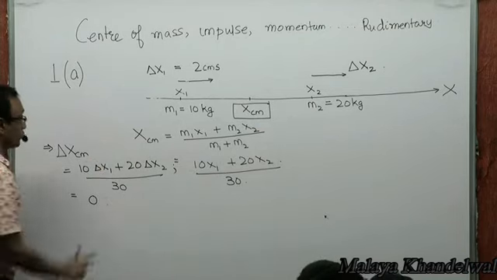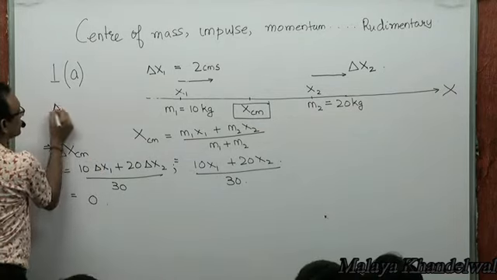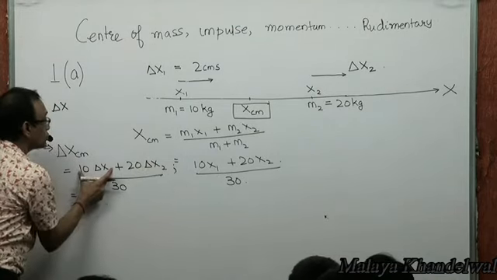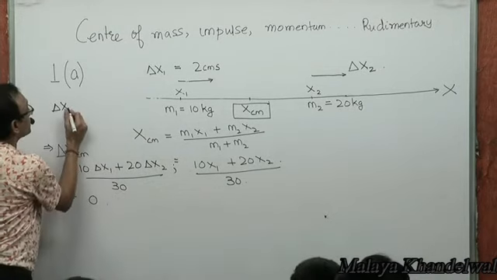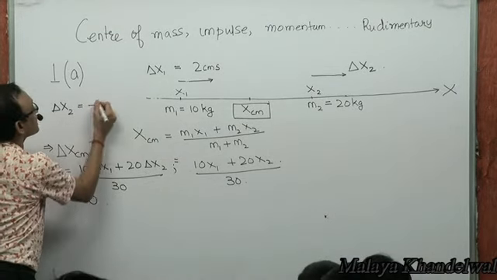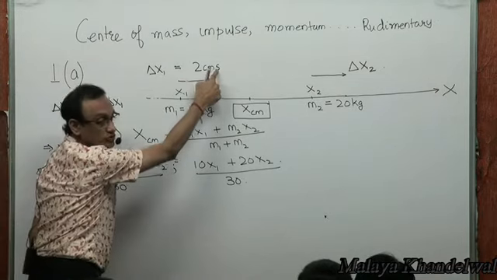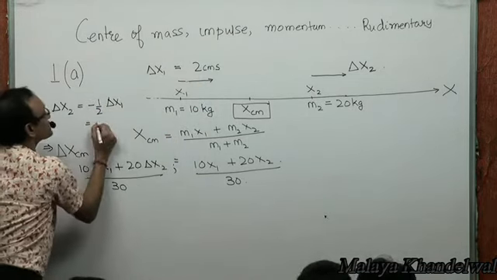That means the numerator should be 0. That means delta x2 should be minus half of delta x1. Delta x2 is minus half delta x1. And delta x1, as you can see, is 2 centimeters. So this is minus 1 centimeter.